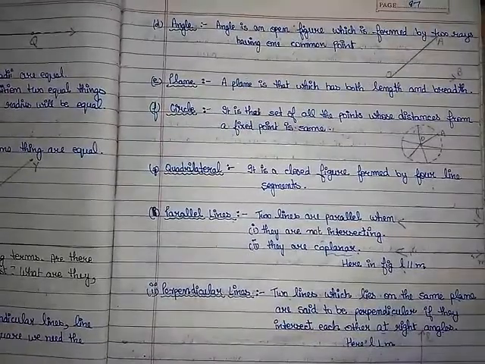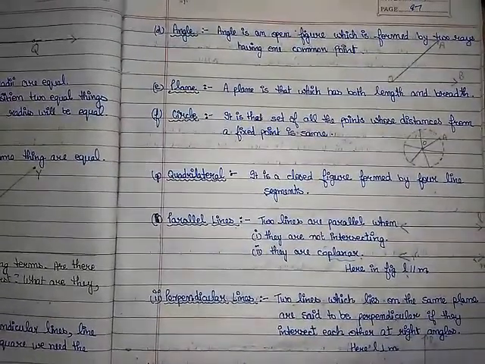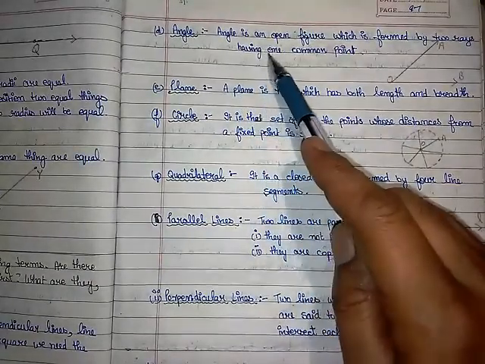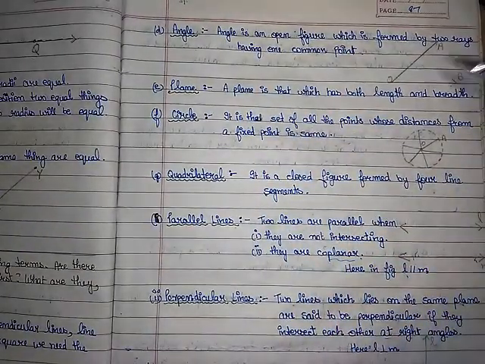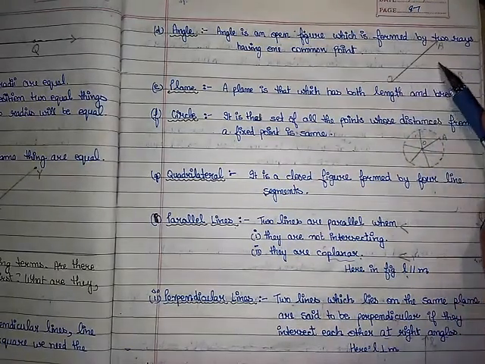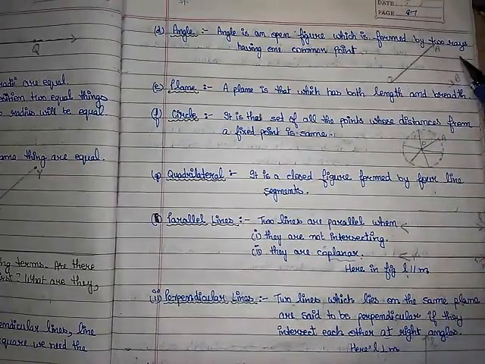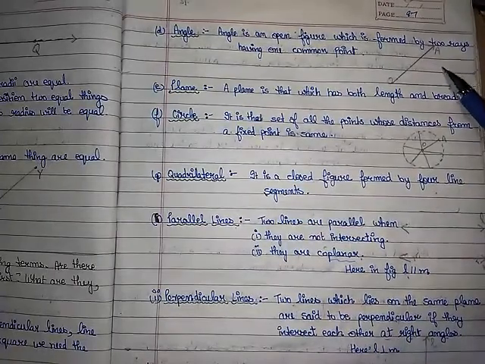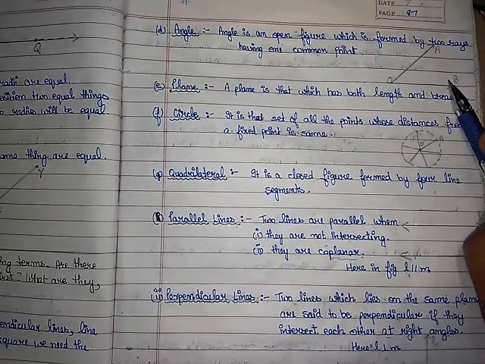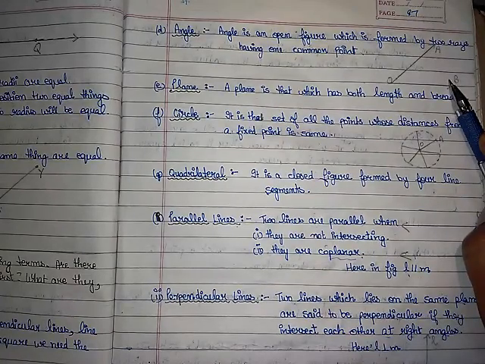We have already done these definitions basically in junior class 6. So what do you mean by angle? An angle is an open figure. You can see here in the figure, normally we draw it like this only. Open means this is open from here. If you join this line to this point, it becomes a closed figure. For example, a triangle is a closed figure.